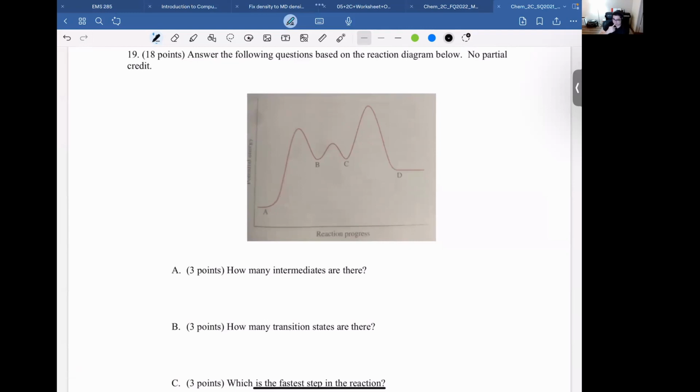So number 19 says answer the following questions based on the reaction diagram below. No partial credit. So A says how many intermediates are there? So intermediates in this are formed at the wells in the middle. Right? They're things that form but go away, but they're stable enough to actually form. Okay. So that's why they're in these wells, these potential energy wells is what they are, right? They're what we often call metastable, but you don't need to know that. So they're in these wells. You have these intermediates.